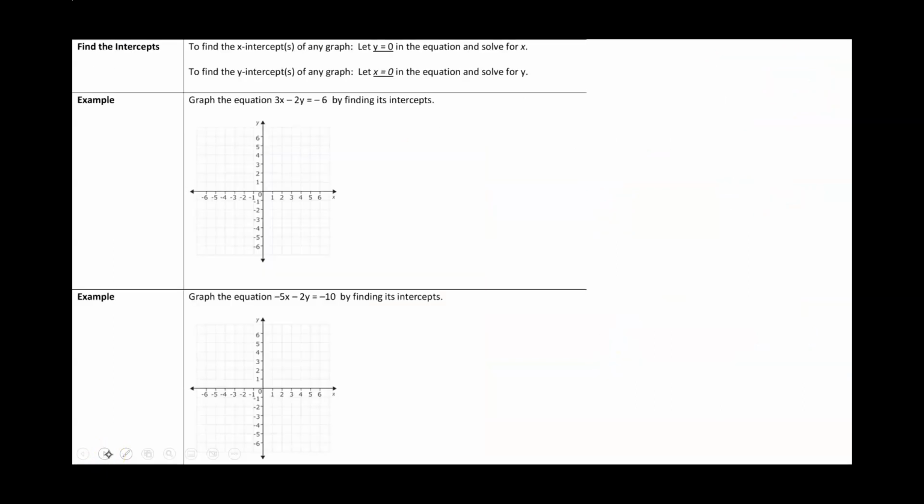So here is an example. We want to graph the equation 3x minus 2y equals negative 6 by finding its intercepts. So we need to find the x-intercept and the y-intercept. Now, in the previous slide, and also over here, we're told that to find the x-intercept, we have to let the y value equal 0, and to find the y-intercept, we have to let the x value equal 0, and then solve for x or solve for y. So I have my equation 3x minus 2y equals negative 6, and let's say that I'm looking for the x-intercept.